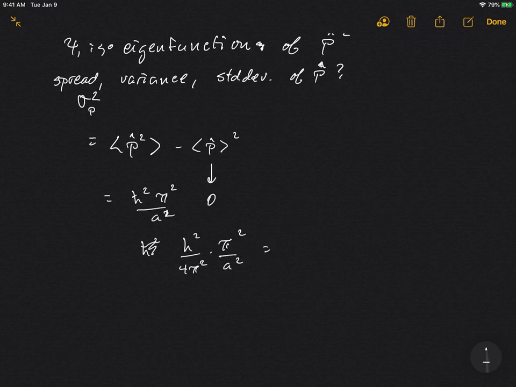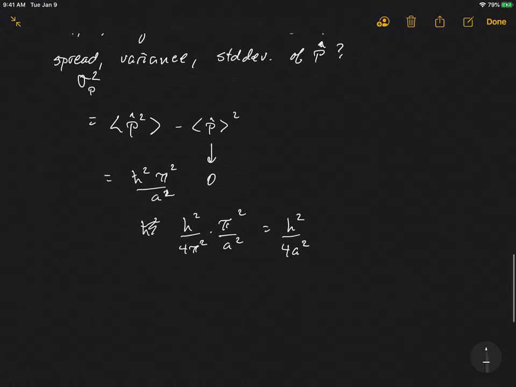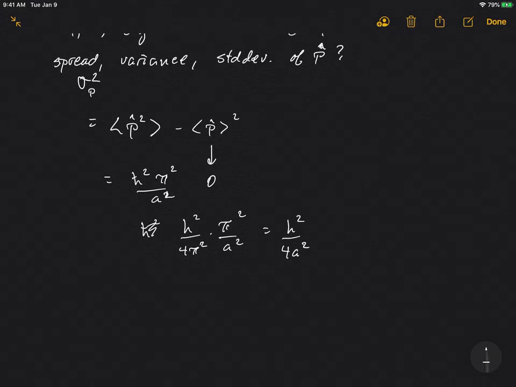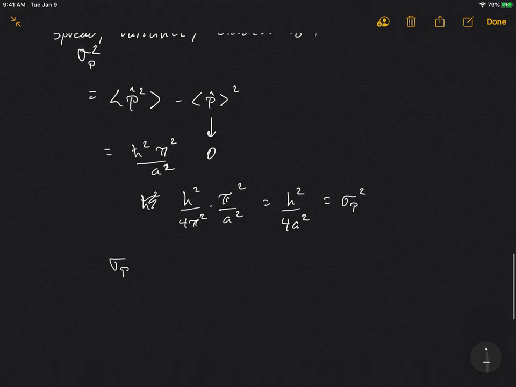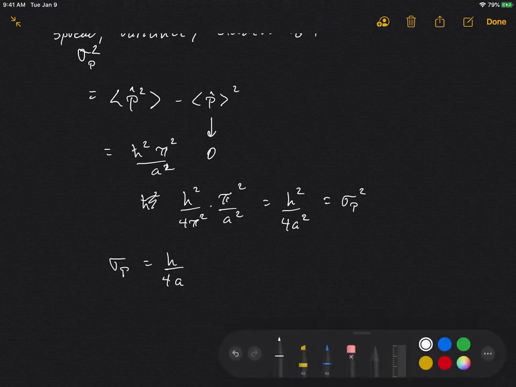So we end up with h squared over 4a squared as our result. Let me just double check. Yes. Okay, so that is our uncertainty in terms of the variance. That's our sigma squared for momentum. Sigma is just going to be the square root of that, so there's going to be h over 4, or sorry, h over 2a.